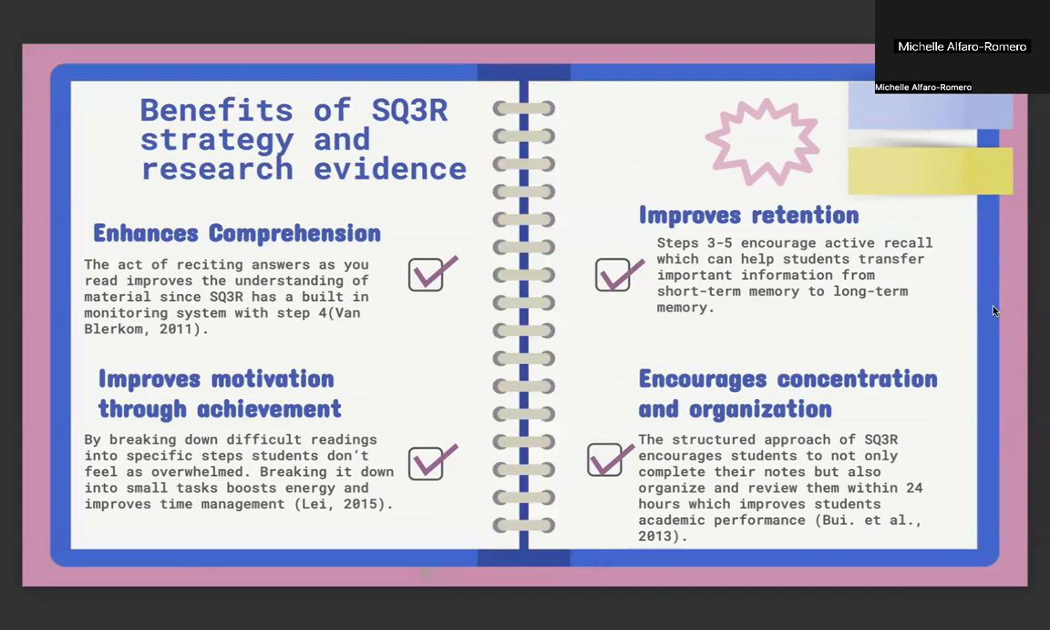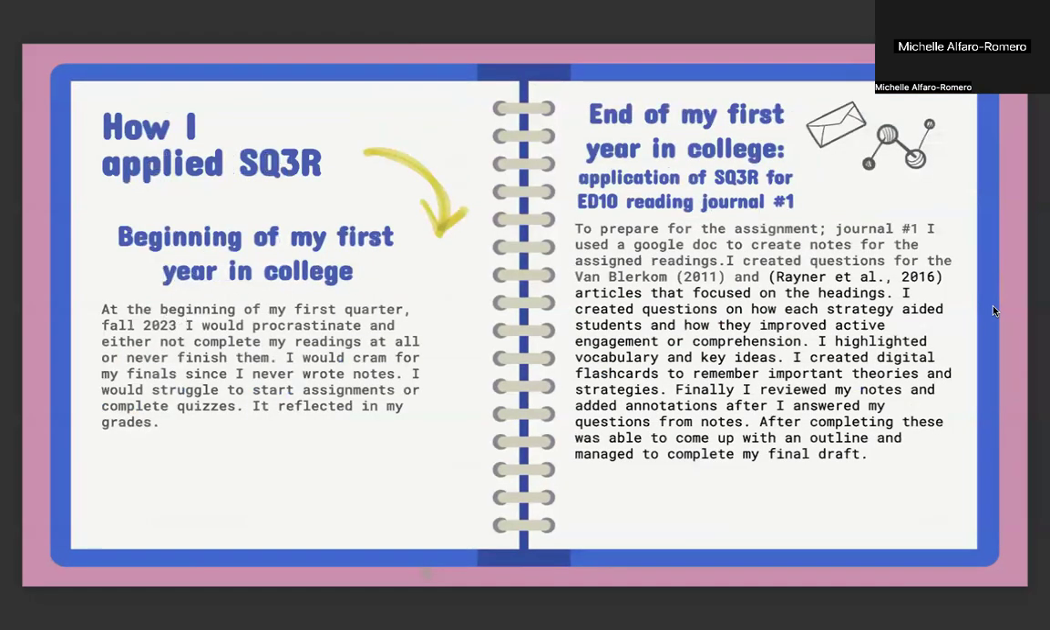It also improves your retention because steps 3 to 5 encourage active recall, which can help students transfer important information from short-term memory to long-term memory. And it also encourages concentration and organization, since the structured approach of SQ3R encourages students to not only complete their notes, but also organize and review them within 24 hours, which is proven to have improved students' academic performance, as shown in the readings.